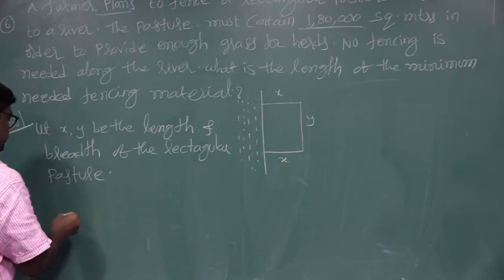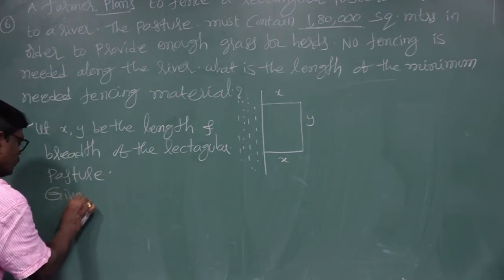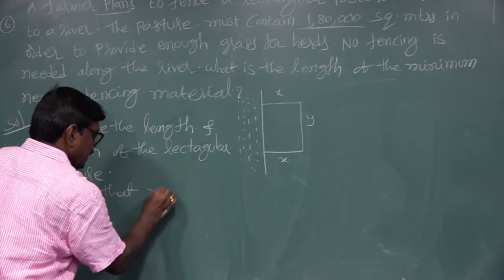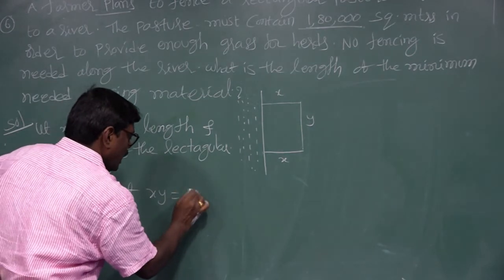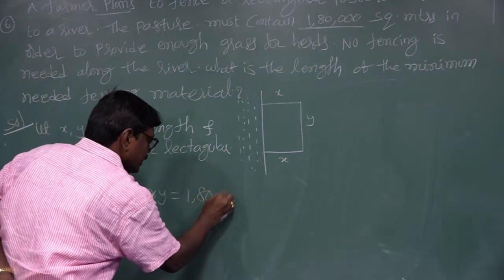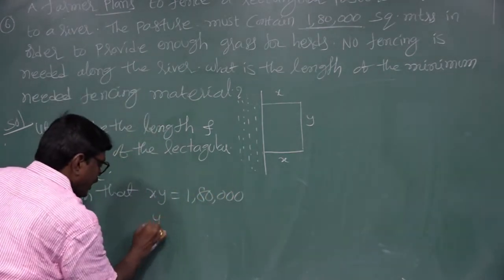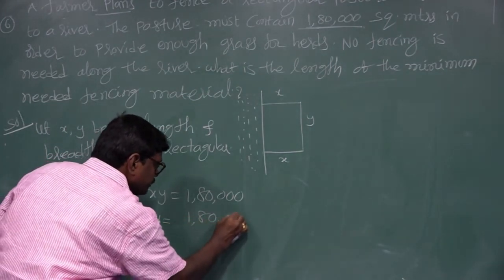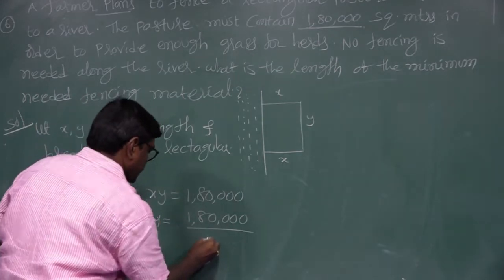Given that xy equal to 1,80,000, y is equal to 1,80,000 by x.